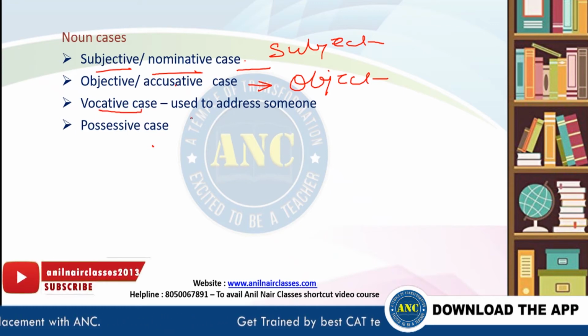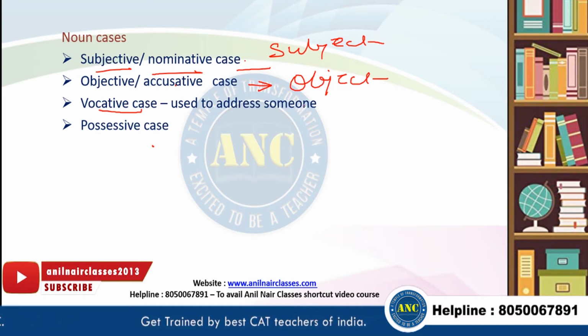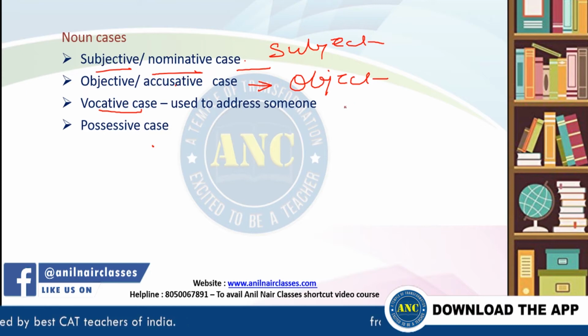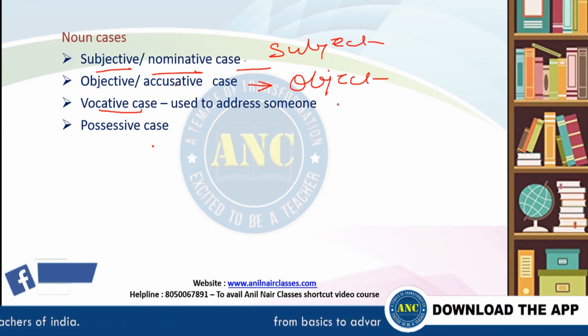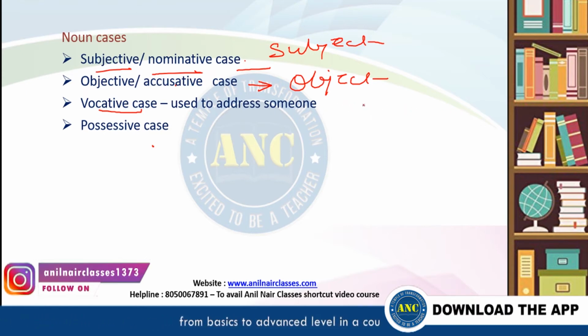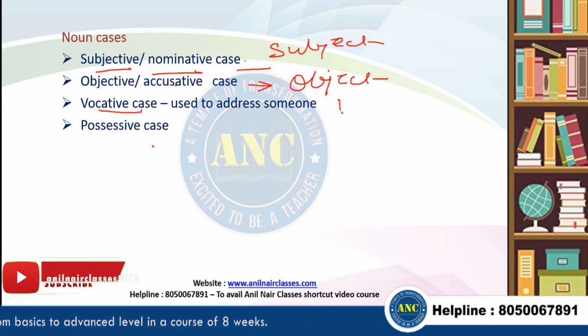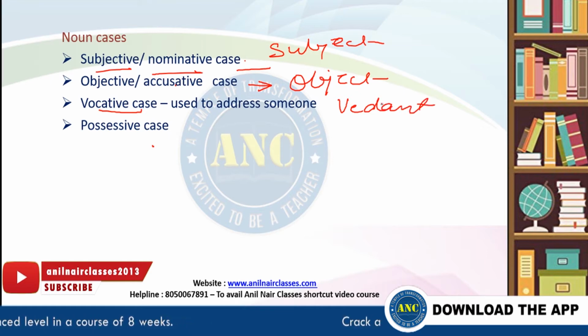The third one is our vocative case. The vocative case is used to address someone. When you address someone by name and ask them to do something, it is called the vocative case. Suppose I say, Vedant, give me a glass of water. When I'm calling out the name Vedant, I'm using the word Vedant in the vocative case.